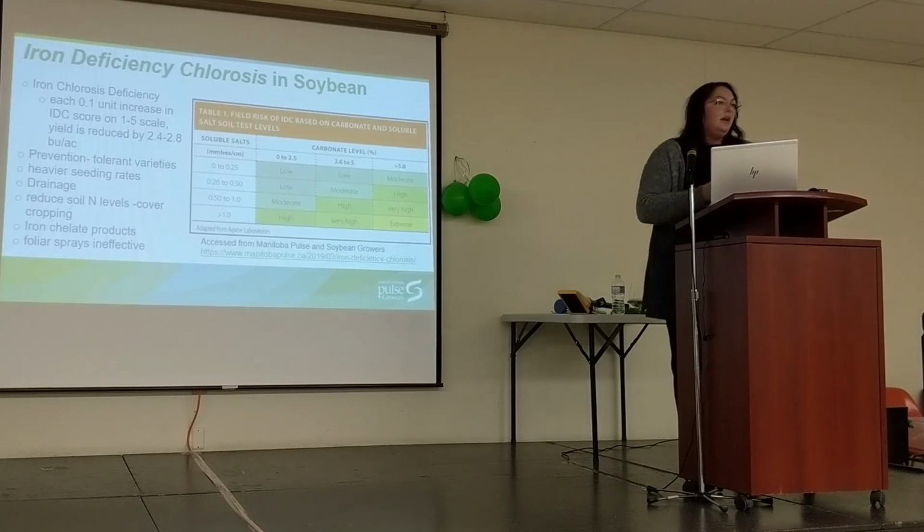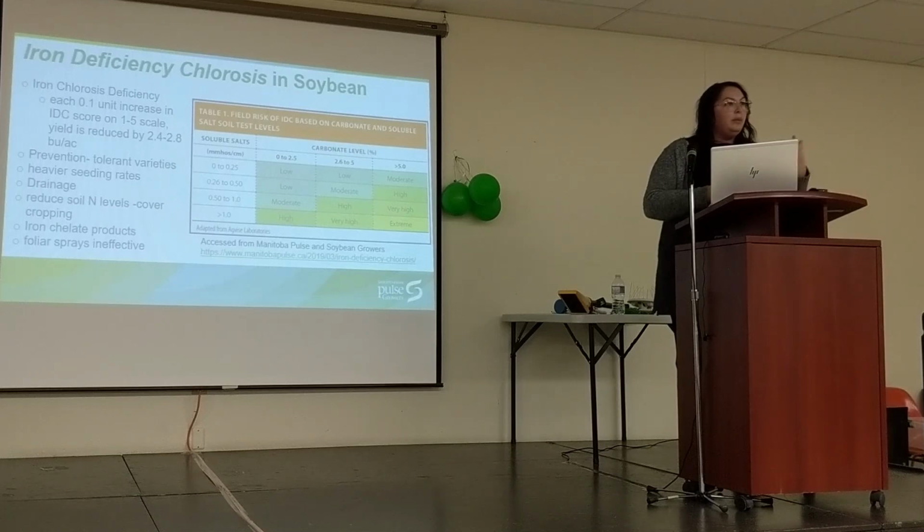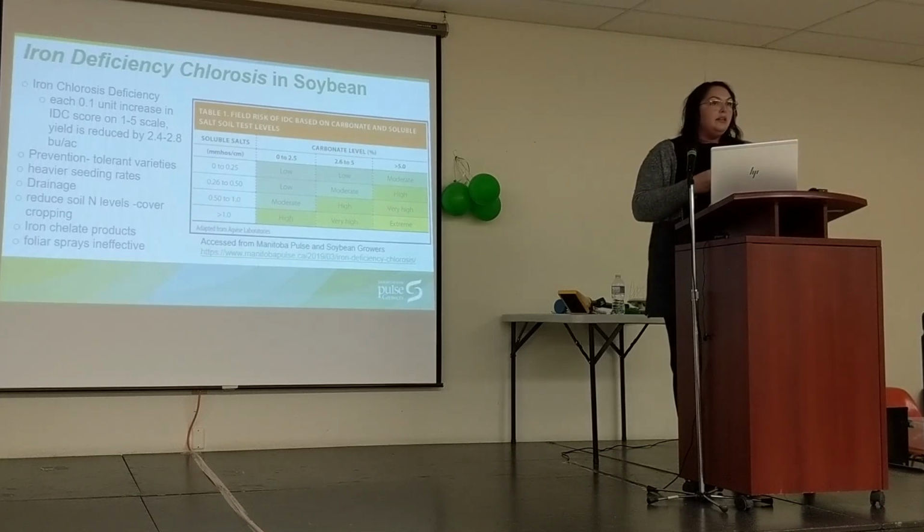The other issue with the risk of developing an IDC infection is that iron is not mobile in the plant, so you can apply an iron chelate to the soil, but if you apply it on the plant, it's not going to be mobile either. It will sit where it is and will not translocate throughout the plant tissues. Other prevention: there are lots of varieties on the market now that have tolerance bred into them genetically. Avoid poorly drained soils, apply some heavier seeding rates, which will help. Reduce soil nitrogen levels, and just one thing to note, foliar sprays will be ineffective on this because of that lack of iron mobility within the plant.